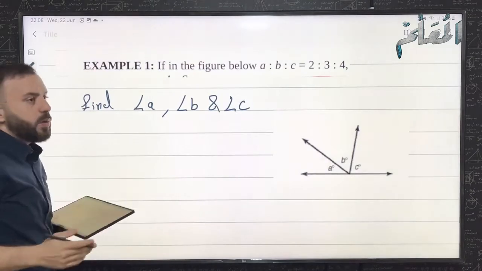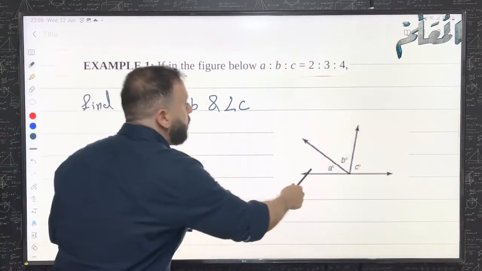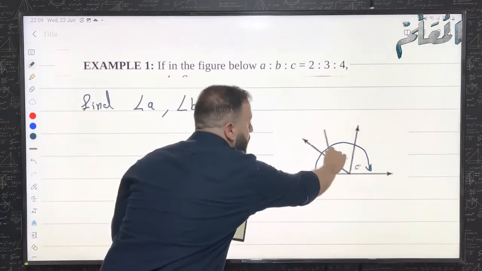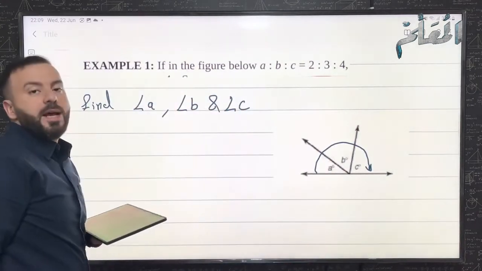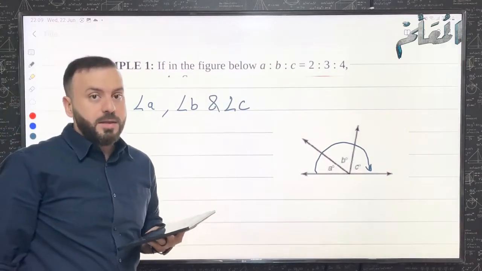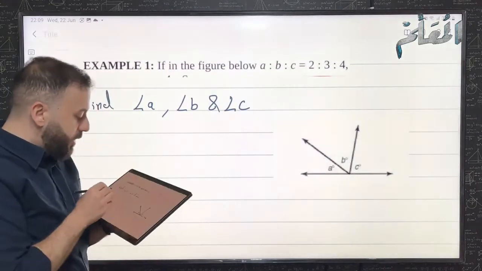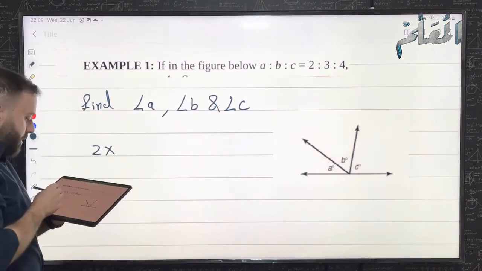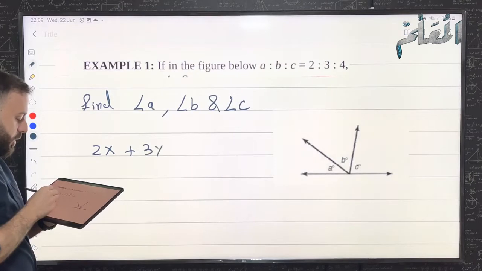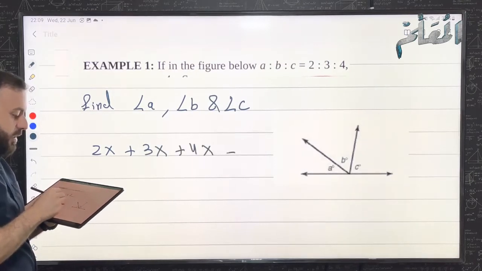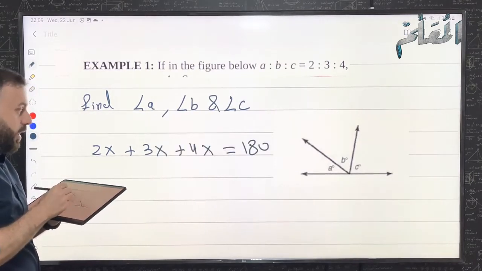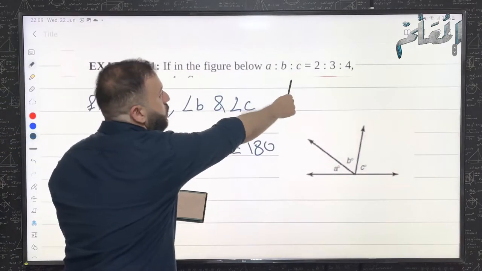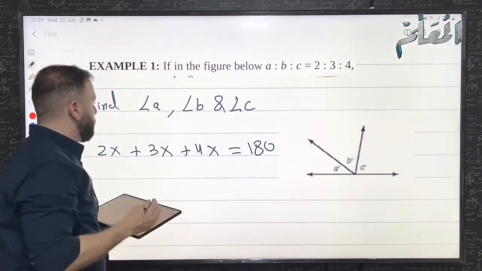Why are you adding up? Because I know that this is a straight line. This is the first trick. This is a straight line, and we know that the straight angle is equal to how much? 180. So in this case, we can say it's 2x, the ratio A, plus 3x plus 4x is equal to how much? 180.